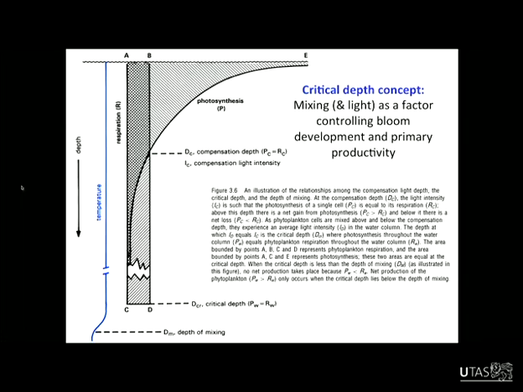Sverdrup came up with the concept of the critical depth, which explains the trade-offs between these gain and loss terms. I'm going to show that in a couple of different ways. This plot shows the depth of mixing down here, and it shows the gain terms and the loss terms for photosynthesis and respiration. What Sverdrup said was that there's a critical depth where if you add up all of these loss terms, they're equal to the integral of the gain term.